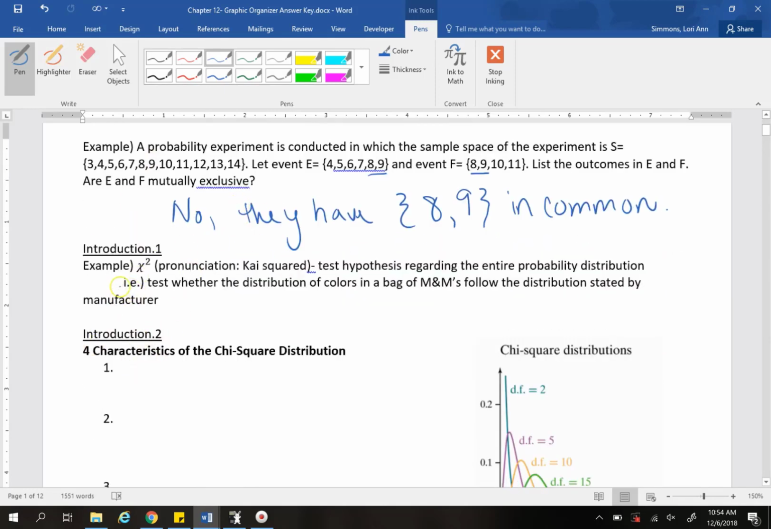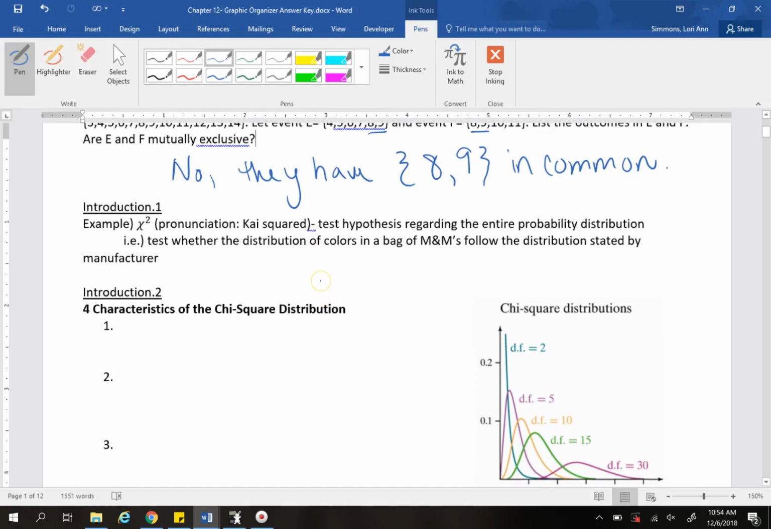Chi-squared, this is like an x squared, it's pronounced chi-squared. It tests hypotheses regarding the entire probability distribution. For example, if we want to test whether the distribution of colors in a bag of M&Ms follows the distribution stated by the manufacturer, we'd use a chi-square test. So this is for seeing if distributions follow a specific stated distribution.